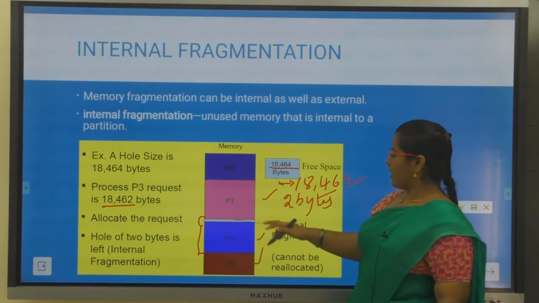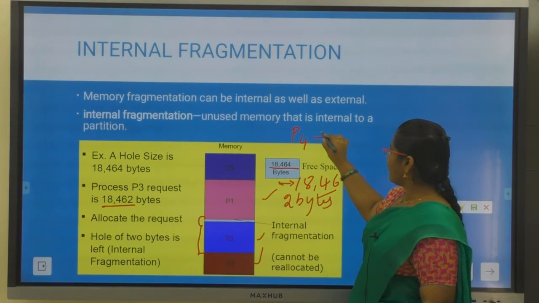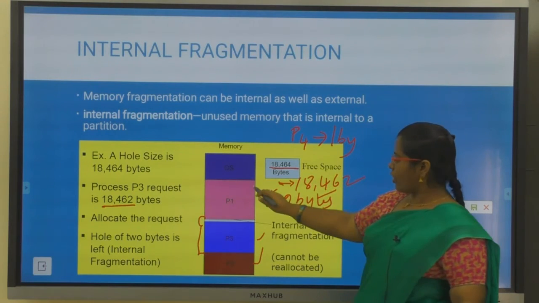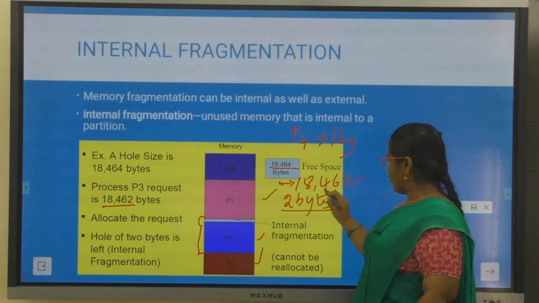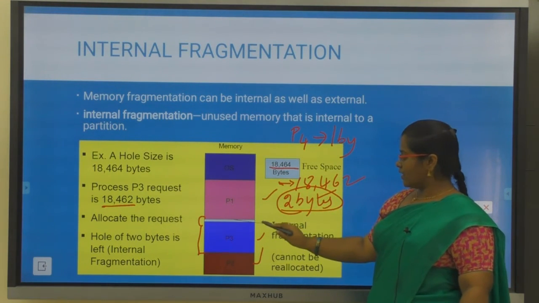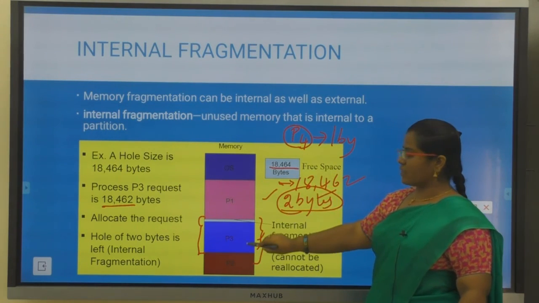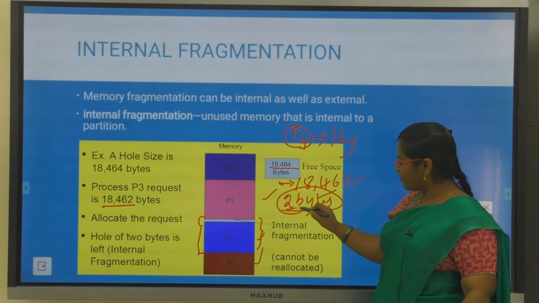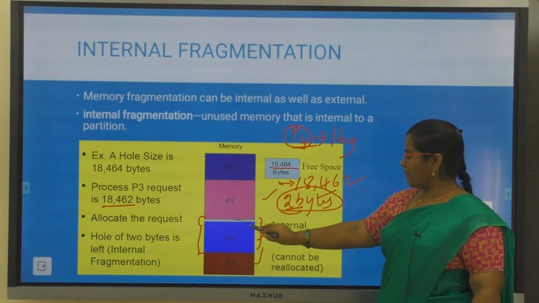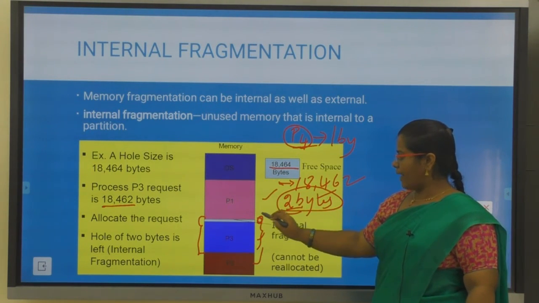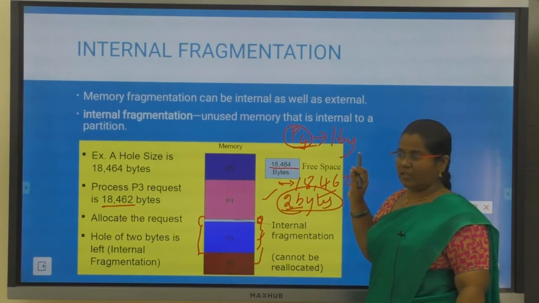So even now, after storing all the 3 processes, if I have one more process P4 of size only 1 byte, since all the partitions of my main memory are already filled, I have 2 bytes of free space available, but this partition is already filled by process P3, so I cannot store another process into the same partition. So I have the memory, but I cannot accommodate it to my process, and the memory is being wasted within the partition. So the memory that is wasted within the partition is known as internal fragmentation.